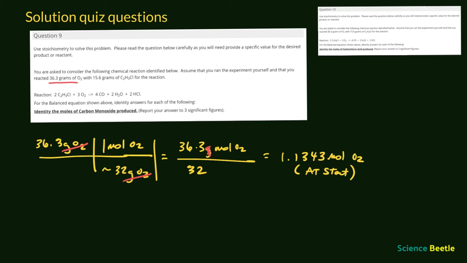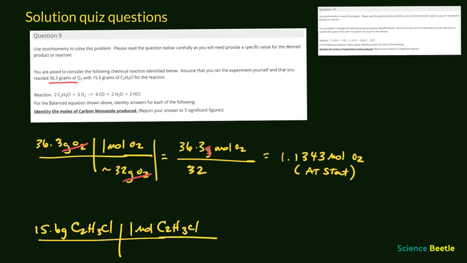other compound down here. We have 15.6 grams of C2H3Cl, and we've got to figure out how many moles we have at the beginning. So we know that 1 mole of C2H3Cl is going to have a very specific mass. So grab your calculator and add along.